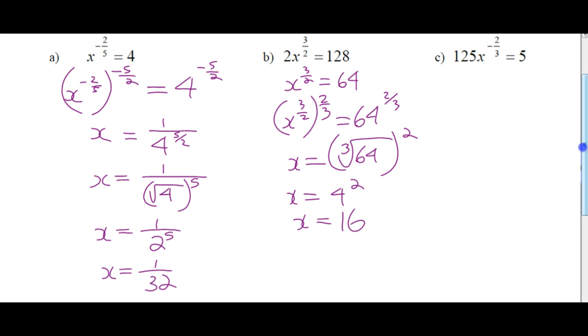$125, do the same thing, right? Do not try and take a power of this 125. Don't do that. Get rid of it. So x to the negative 2/3 is 5 divided by 125.